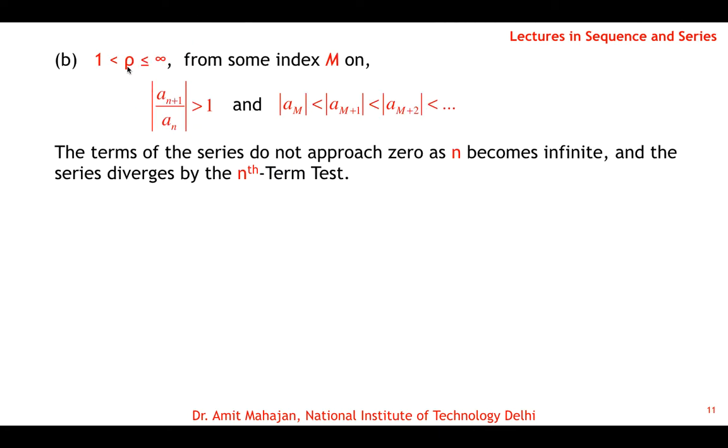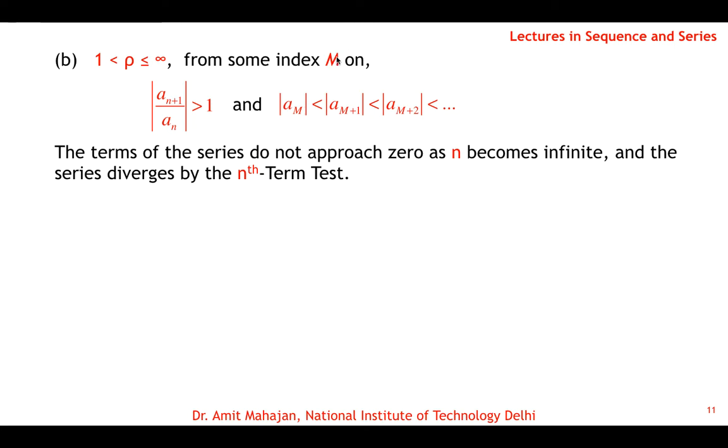For the second case, if rho is greater than 1, or it can go to infinity, from some index capital M onwards, this ratio must be greater than 1. Because if this ratio is less than 1, then as n becomes large, we say that this converges. So this a of n plus 1 must be greater than a of n. So if I take this to the other side, the modulus of a of n plus 1 must be greater than the modulus of a of n for some n greater than or equal to capital M.